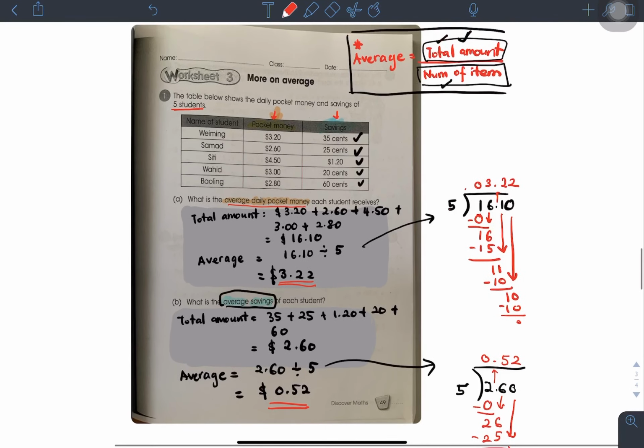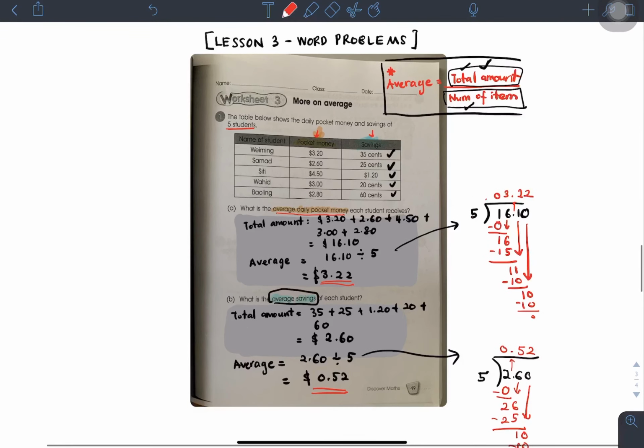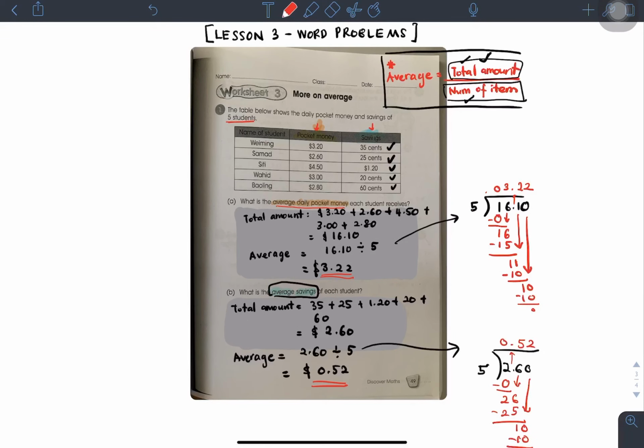So this is the summary of our lesson. I hope you understand this lesson. It's very important. It's the same steps, but what you need to do is read the question and find out which one they want.